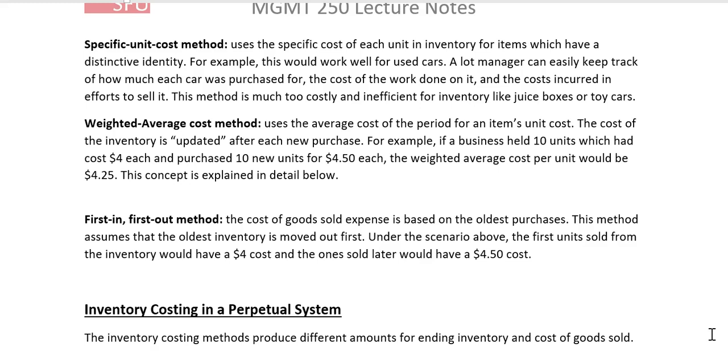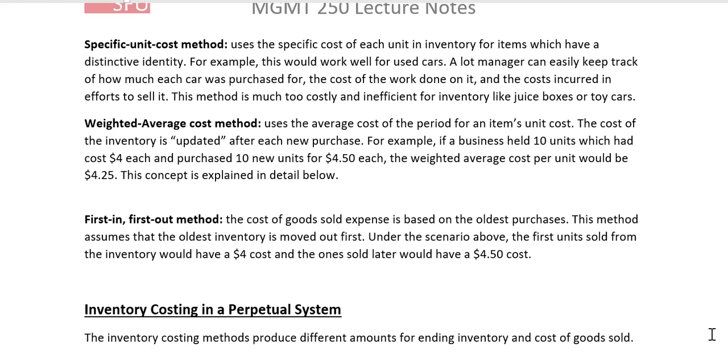Weighted average cost method uses the average cost of the period for an item unit cost. The cost of the inventory is updated after each new purchase. For example, if a business had 10 units which had cost $4 each and purchased 10 new units for $4.50 each, the weighted average cost per unit would be $4.25. This concept is explained in detail below.